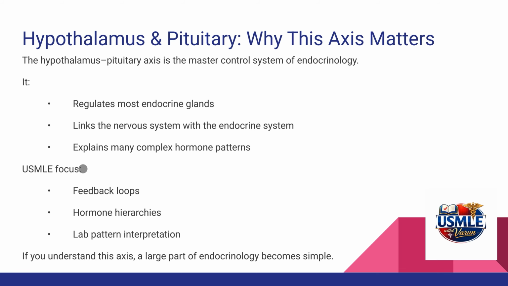We already discussed that feedback loops, hormone hierarchies and interpretation of laboratory patterns are what we are going to understand. These three will be the most important aspects of endocrinology, and this is a gateway for them. The hypothalamus pituitary axis regulates most endocrine glands, links the nervous system with the endocrine system, and also explains many complex hormone patterns. So if you understand this axis, a large part of endocrinology becomes simple.